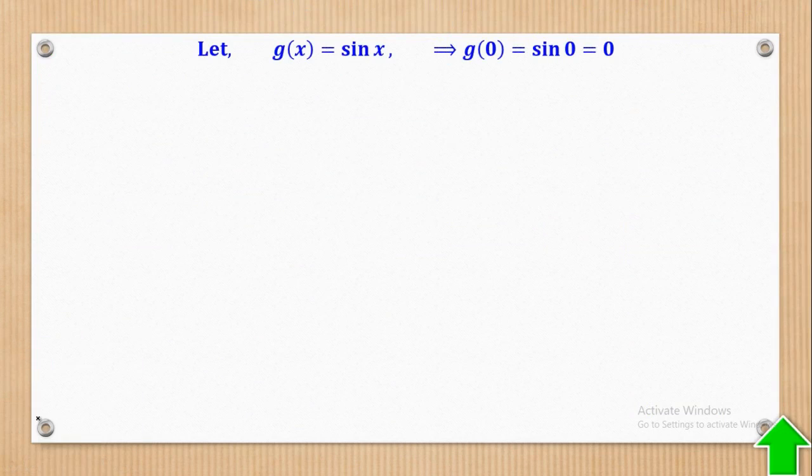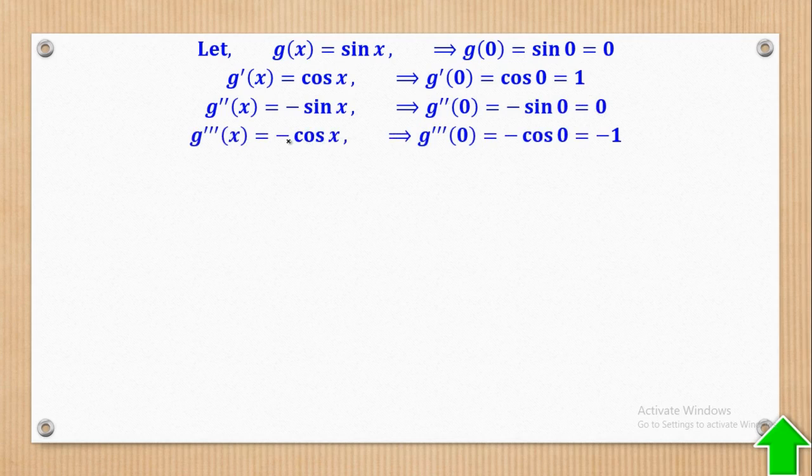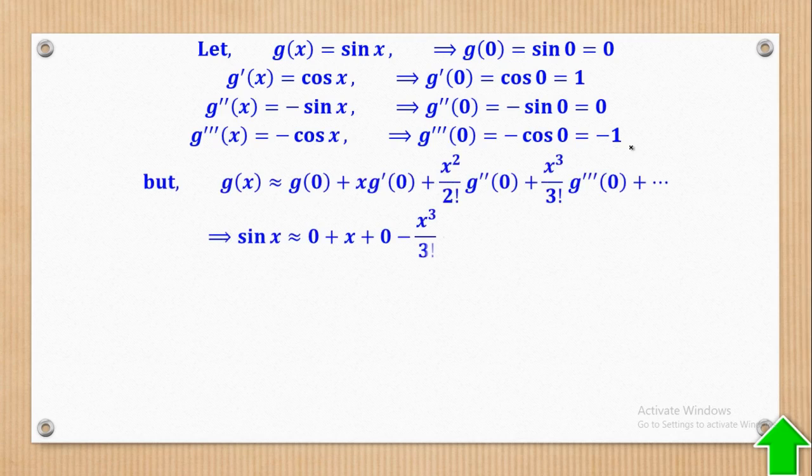So let g(x) be equal to sine x, therefore put x equal to 0, I'll come up with 0. Differentiate sine x, I'll come up with cos x, put x equal to 0, I'll come up with 1. Then differentiate cos x, I'll come up with negative sine x, put x equal to 0, I'll come up with 0. Differentiate negative sine x, I'll come up with negative cos x, put x equal to 0, I'll come up with negative 1. So that's the third derivative, therefore we shall stop and quote the formula, then substitute, and come up with that expansion.